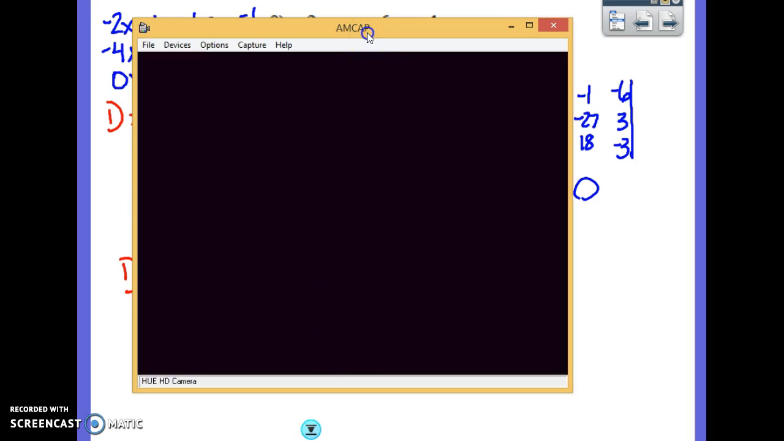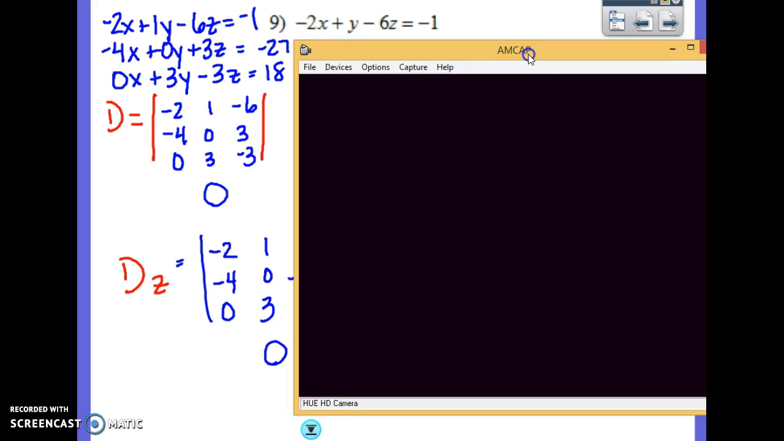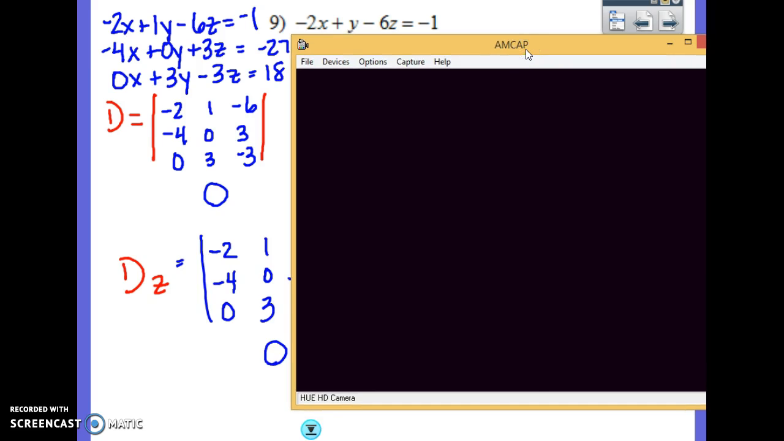Alright, so I'm going to try to, hopefully this is recording at the same time. I'm going to pull up my calculator, and you can't see a whole lot, but hopefully you remember how to get into this. We're going to go to second matrix, and I'm going to go over to edit and choose matrix A. This is a 3 by 3, so 3 enter, 3 enter.